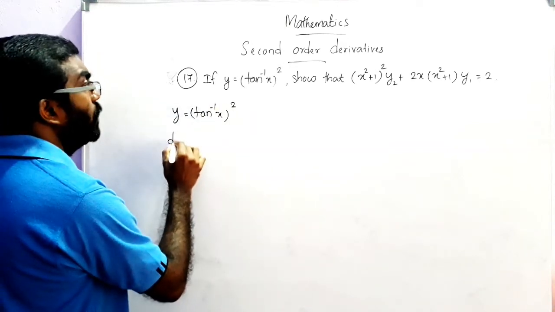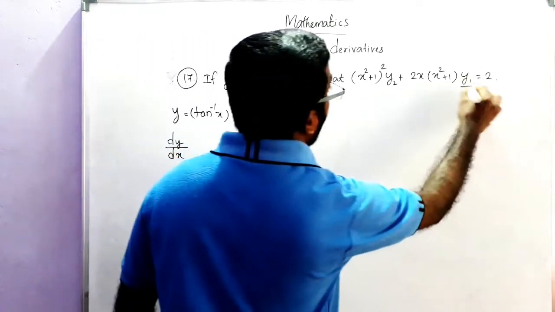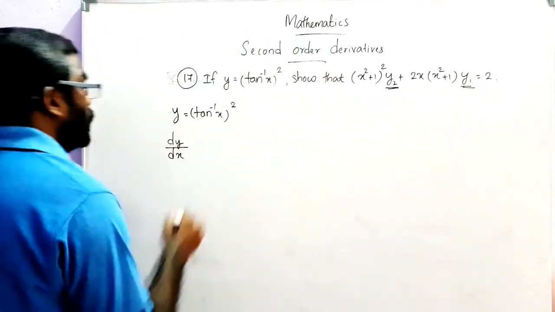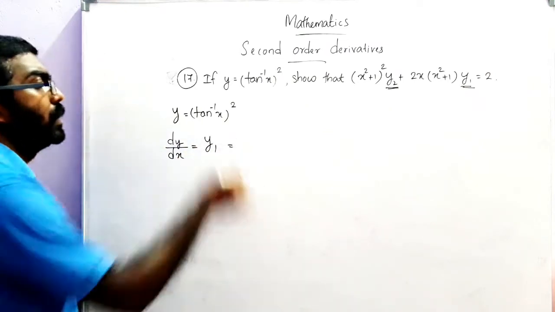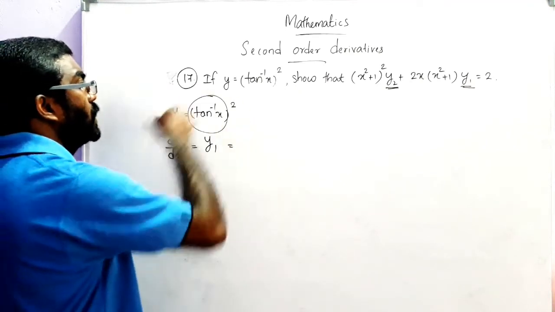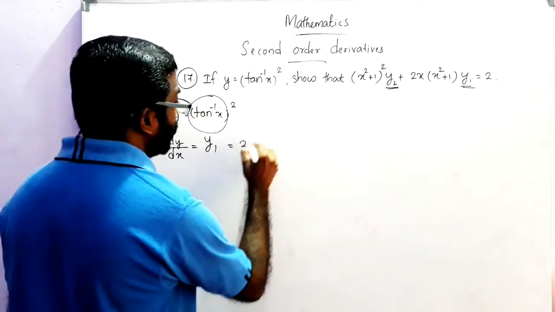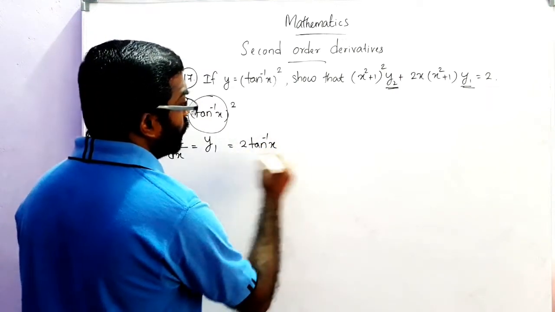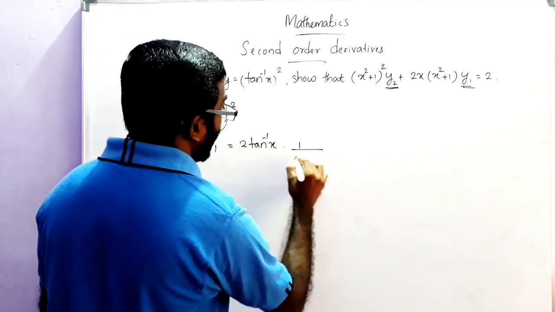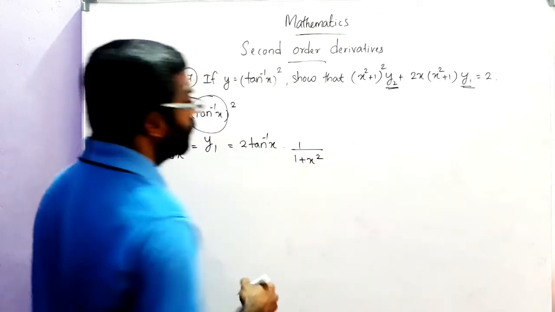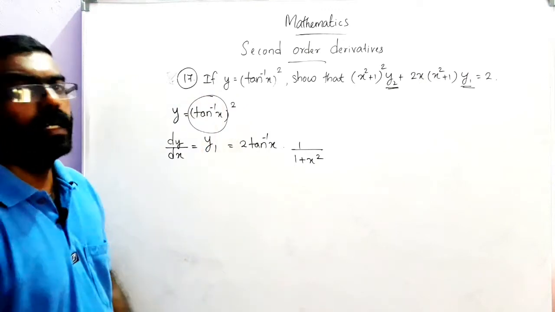First we can find dy by dx. So here the notation is y1 and y2. So this can be taken as y1. So y1 is equal to tan inverse x the whole square. First we can assume that x square derivative is 2x. So 2 tan inverse x into the derivative of tan inverse x. The derivative of tan inverse x is 1 by 1 plus x square. Okay, once again, tan inverse x the whole square.